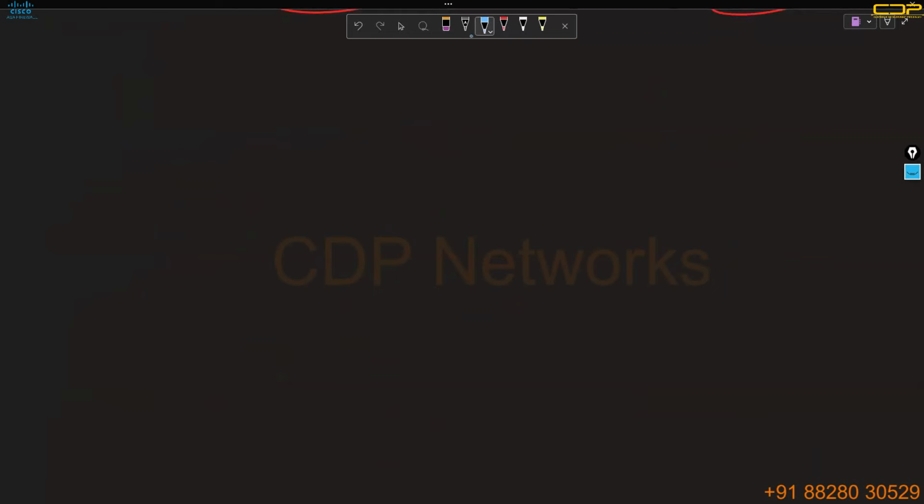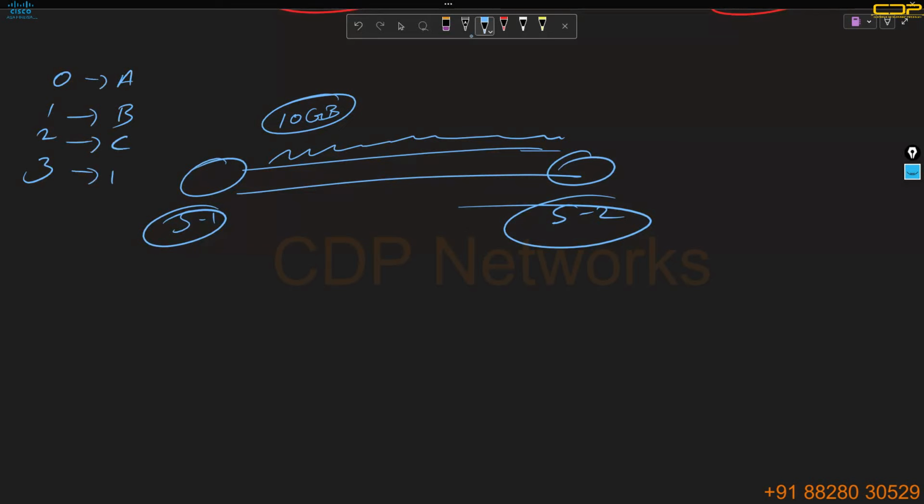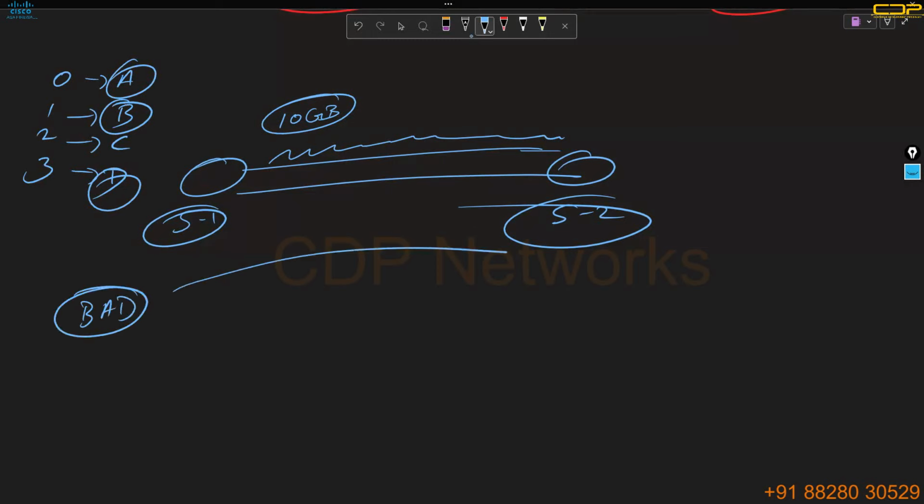No. Anything else? Suppose here I have two sides, site 1 and site 2, and this is my tunnel. And here I'm sharing some data. Suppose I'm sharing 10 GB of data. It will go bit by bit. And here, suppose this is my key: 0, 1, 2, and 3. 0 belongs to A, 1 belongs to B, 2 belongs to C, 3 belongs to D. Suppose site 1 has one word, that is BAD, and I am sharing this BAD through this tunnel.